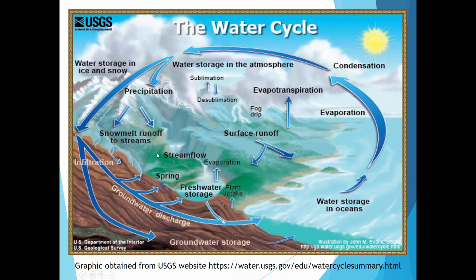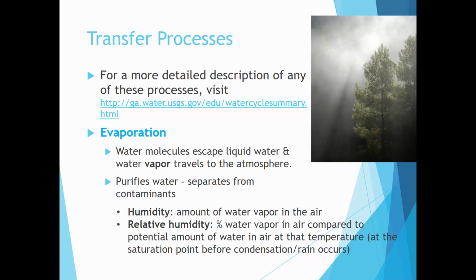So we will go through some of the processes, and this graphic is somewhat busy because it has processes like evapotranspiration, but it also has reservoirs, which we learned about in a previous lecture. So like groundwater storage is a reservoir, and then a spring is a source of water. And then water storage and ice and snow, again, a reservoir. So let's go through some of these processes, and we won't go through every single one, but we will go through the major ones. So first we'll talk about evaporation, and again, here's the website if you'd like to go through a more detailed description of each process.